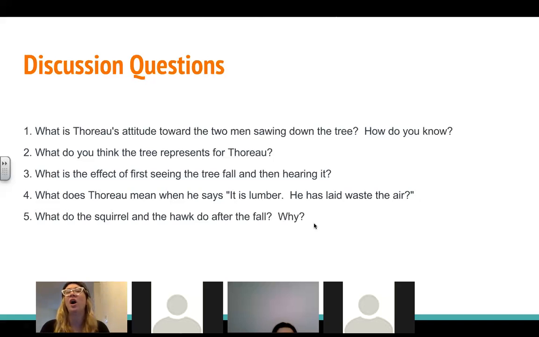What do the squirrel and the hawk do after the fall? This is at the very end of the essay here. Let's see. Okay. He's talking about why is no one ringing bells for the tree, right? Like you would for a person when they die. And then he says, the squirrel has leaped to another tree, the hawk has circled further off, and has now settled upon a new eyrie, but the woodman is preparing to lay his axe at the root of that also. Right? And that's the end of it.